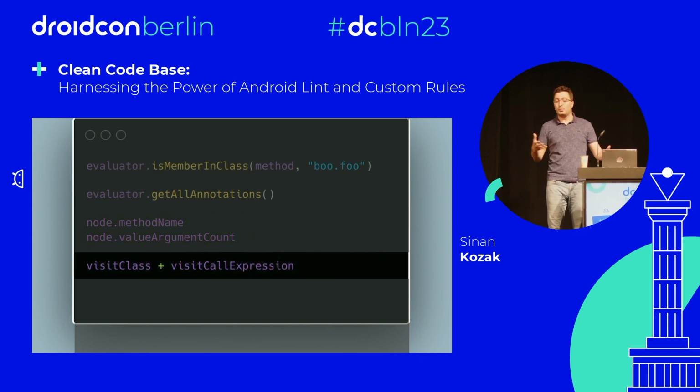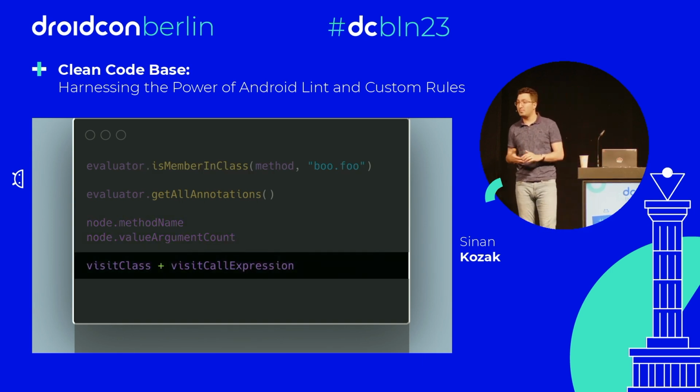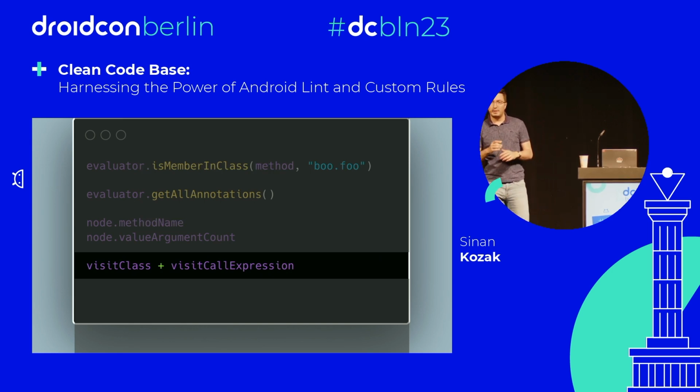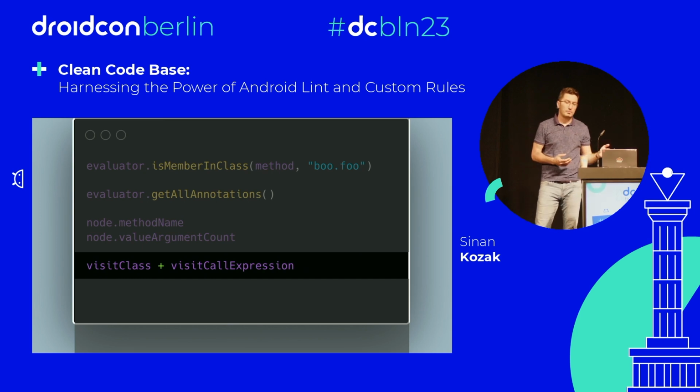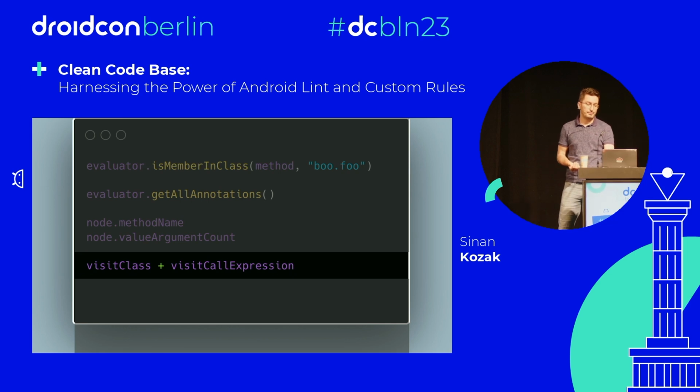There are also visit class, visit call expression, visit method expression, and a bunch of other helper functions that you can override and use. That will help you go over different levels of the class and code that you have. You can have a lint rule that starts from the class level, the function level, or any other call or parameter. That gives you much more refined control over what you can do.